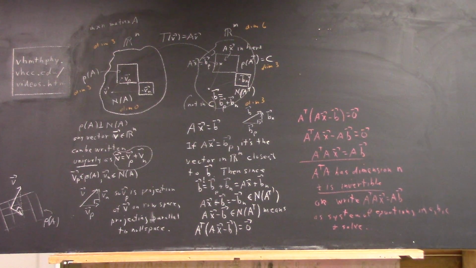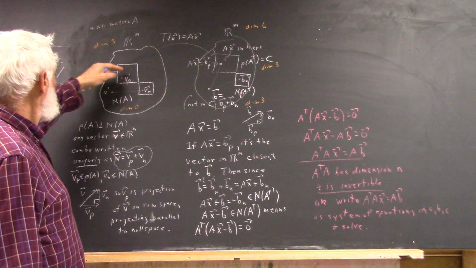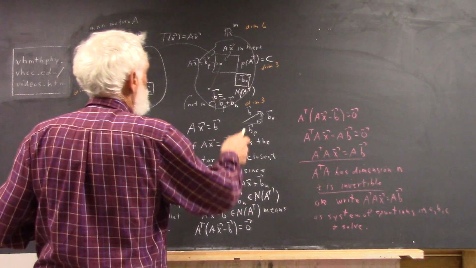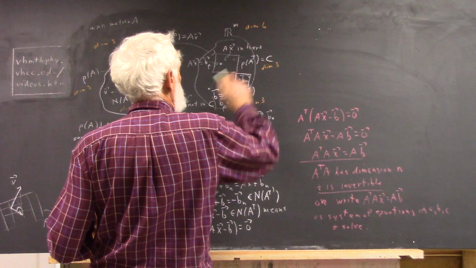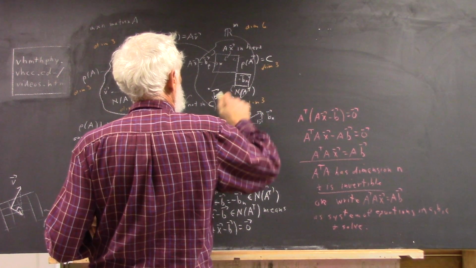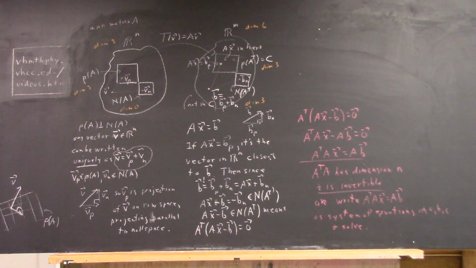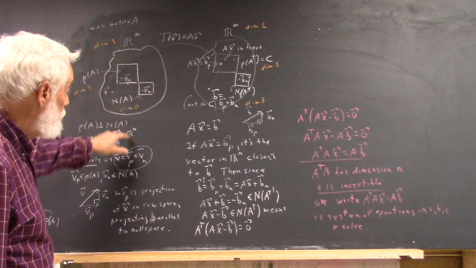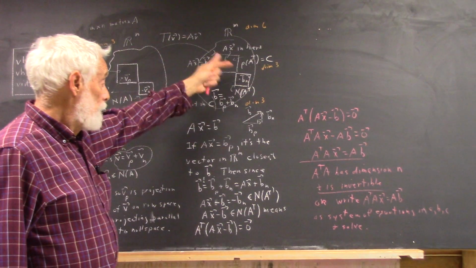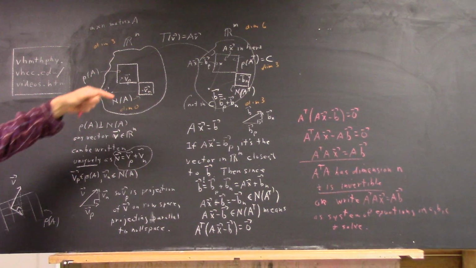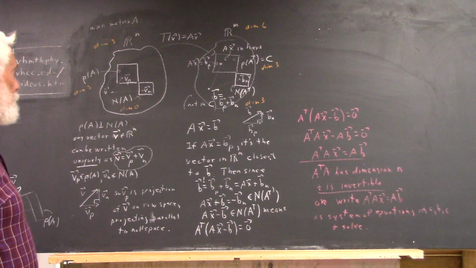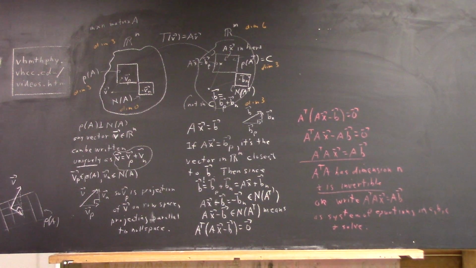Now, as usual, you have your row space of A and your null space of A. And over here, you have your row space of A transpose, which is the column space of A, and the null space of A transpose. We also note that the row space of A is orthogonal to the null space of A, and it's the same over here. The column space and the null space of A transpose are orthogonal.